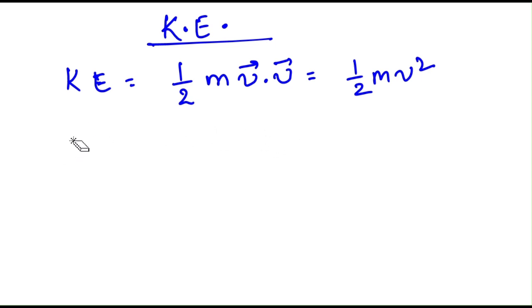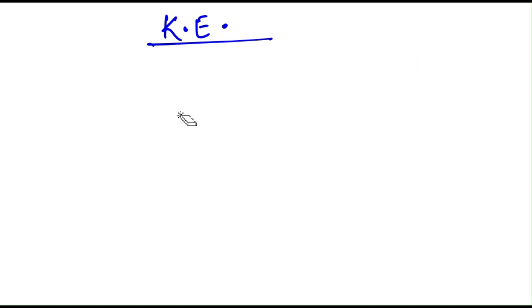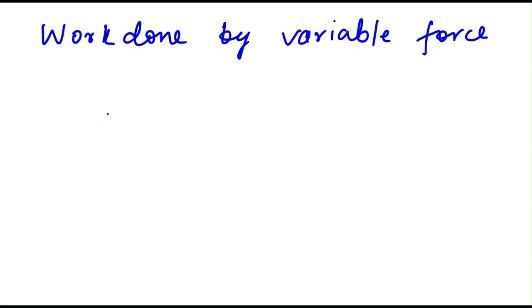Okay, now we are going to continue with work done by variable force. Look, till now we have discussed work done and we were taking force to be constant only. Now we are going to express how we can obtain work done if the force is variable. Let's say the force is varying with displacement. So let me write here, work done by variable force. Let's say a body is moving.